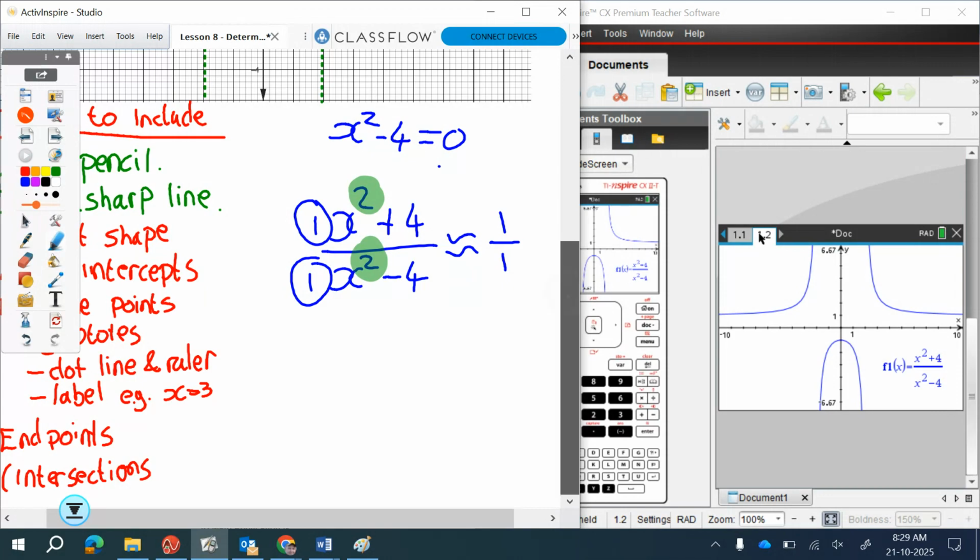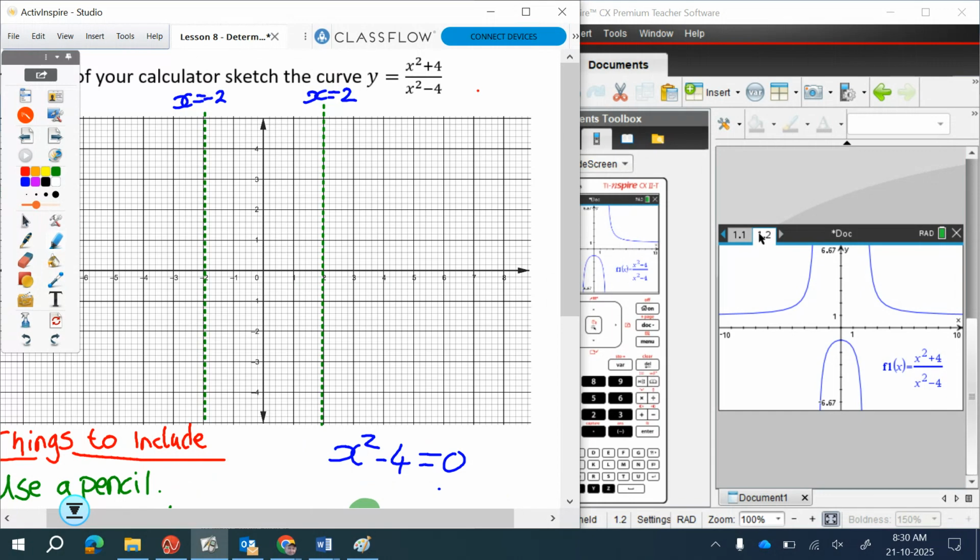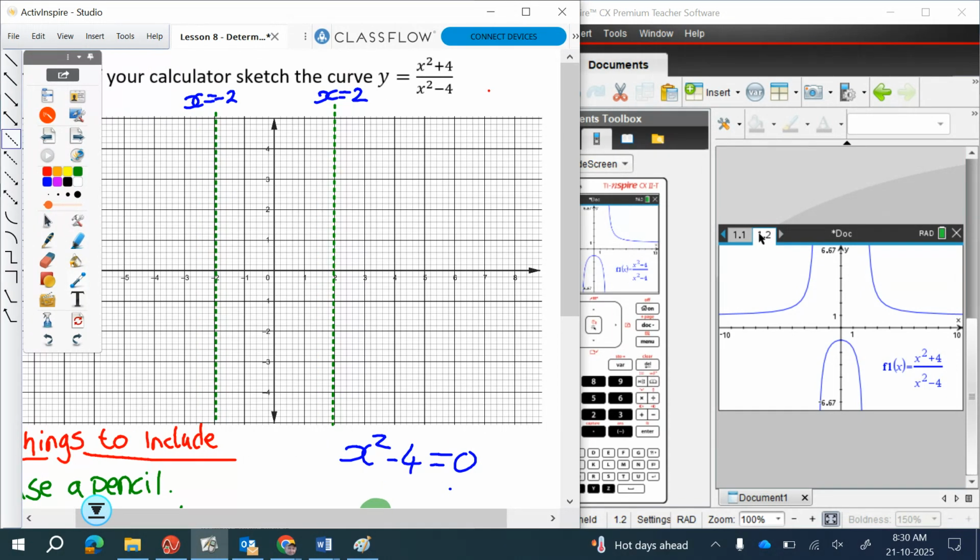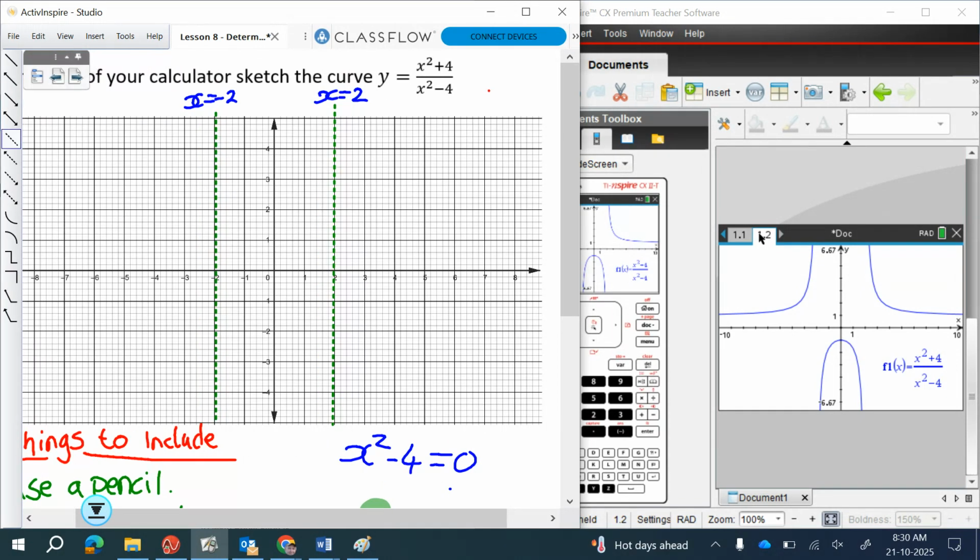Right, so we found our key asymptotes on this one. Let's sketch that one in. This one was here.